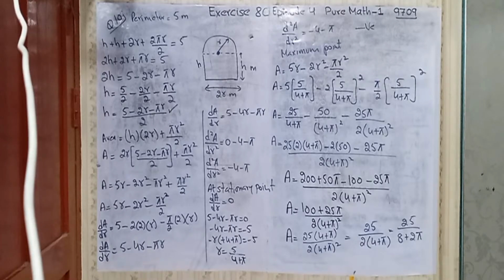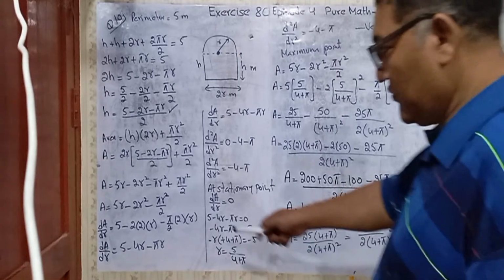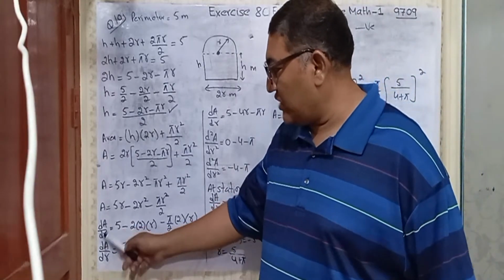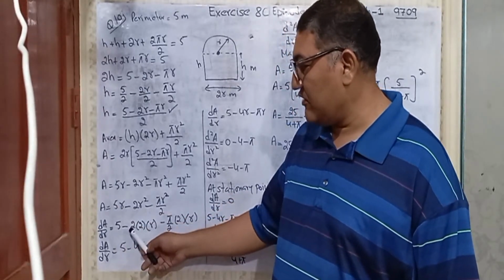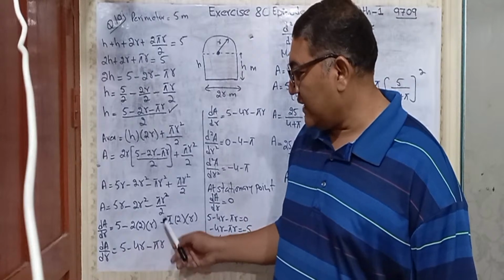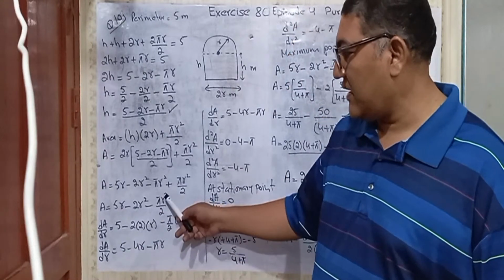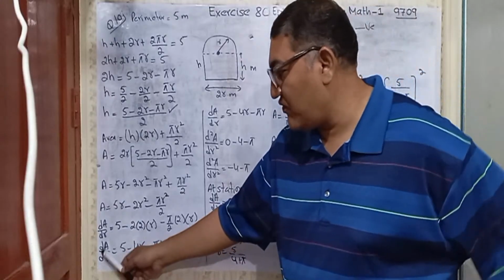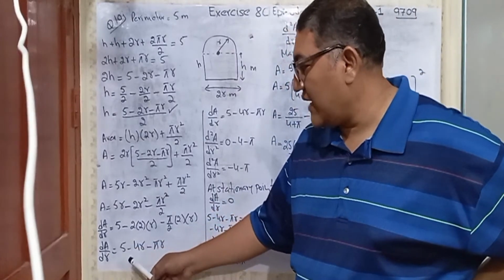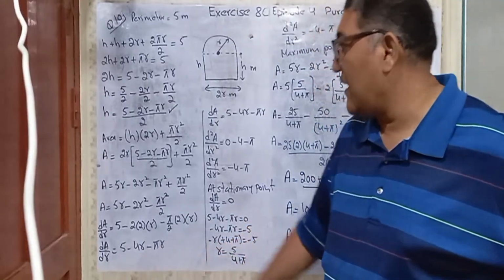Then they ask us to find out its first derivative. So if you want to find out the first derivative of this, when you take the derivative, 5r's derivative is 5, minus 2r square's derivative will be 2 into 2r, and minus the derivative of pi r square by 2, which is pi by 2 into 2r. So your first derivative will be 5 minus 4r minus pi r.